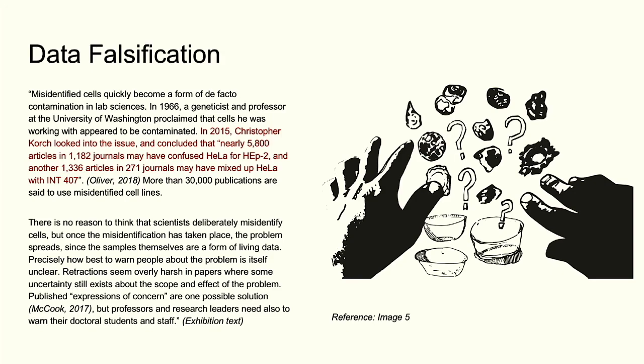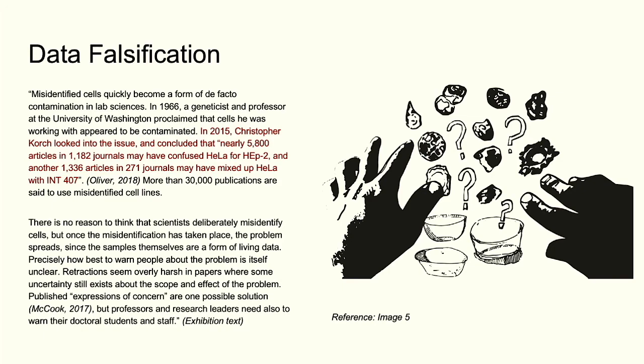This goes back a long time, 1966. A professor at the University of Washington proclaimed that cells he was working with appeared to be contaminated. Long time ago, '66. More recently, 2015, another researcher, Christopher Koch, looked into the issue and concluded that a very large number, 5,800 articles in 1,182 journals, may have confused one type of cell for another.